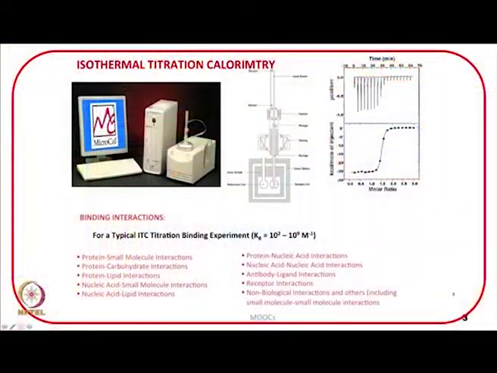Now let us take a look. Isothermal titration calorimetry has been very successfully used to study protein small molecule interactions, protein carbohydrate interactions, protein lipid interactions, nucleic acid small molecule interactions, nucleic acid lipid interactions, protein nucleic acid interactions, nucleic acid interactions, antibody ligand interactions, receptor interactions, as well as non-biological interactions and others, including small molecule interactions.